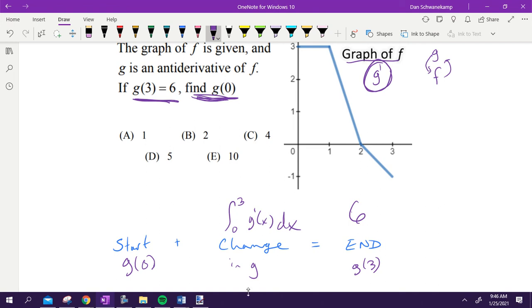Well, can we find this integral? How do I find the change in g? I integrate from 0 to 3. I'm finding the area under the curve. And so from 0 to 3, or 0 to 1, that's 3. That's 1.5. That's 0.5. Show me with your fingers. What is the change in g going to be? The change in g is going to be 4, because 3, 4.5 minus a half. This is 4 right here.